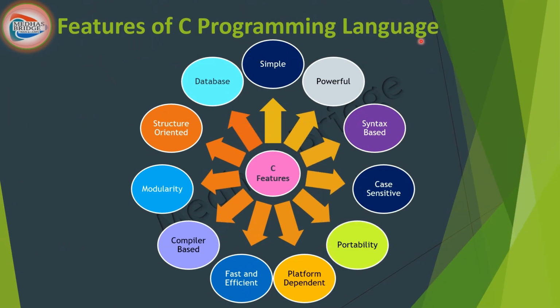Features of the C programming language. C is simple, powerful, syntax-based, case-sensitive, portable, platform-dependent, fast and efficient, compiler-based, modular, structure-oriented, and used for developing databases.